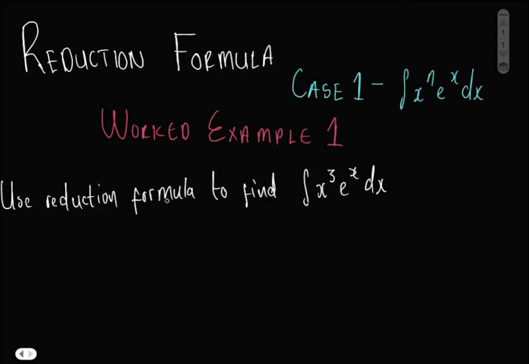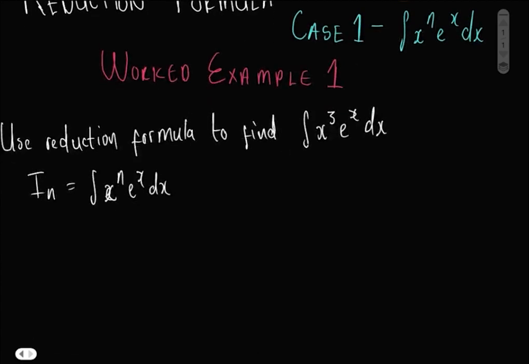Here it is. It's saying use the reduction formula to find the integral of x cubed e to the x with respect to x. Straight away, you have realized that this is from our case one, that says the integral of x to the n e to the x. So you already see, you're already going to say, well, I know that my In is this one, x to the n e to the x with respect to x.